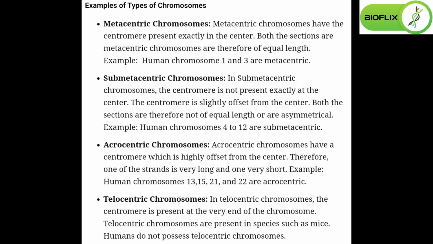Acrocentric chromosomes. Acrocentric chromosomes have a centromere which is highly offset from the center. Therefore, one of the strands is very long and one very short. Example: human chromosomes 13, 15, 21, and 22 are acrocentric.